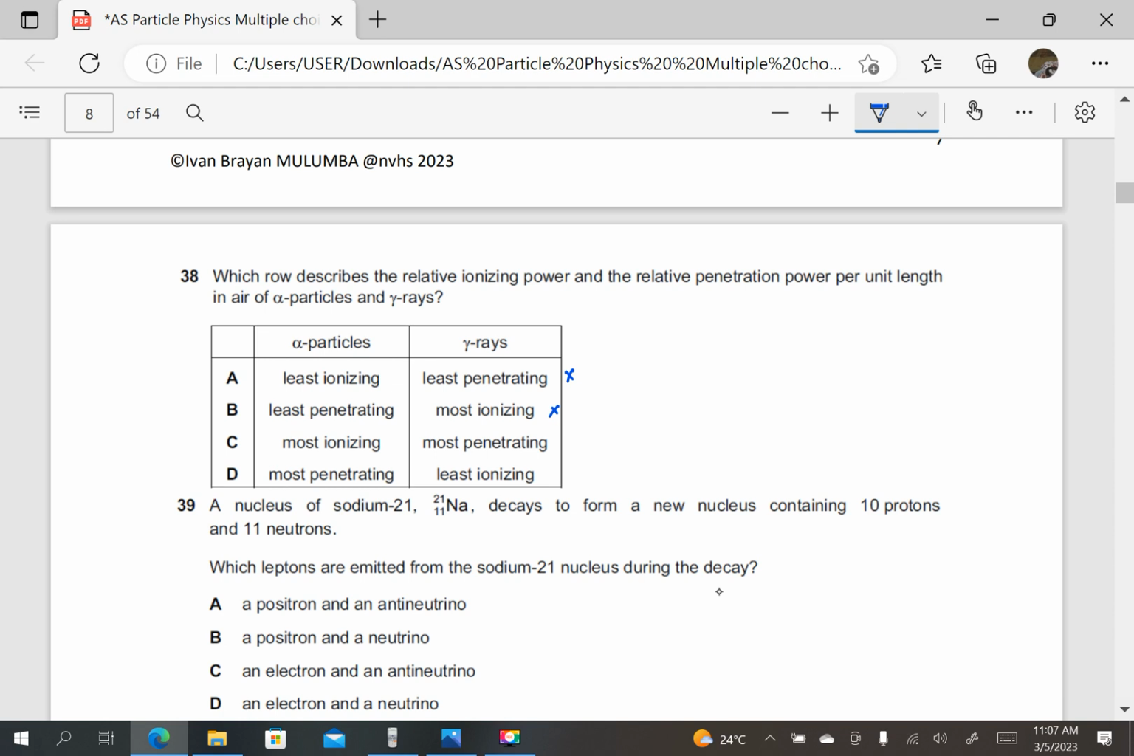Gamma is the least ionizing, but alpha is not the most penetrating. That means D is also wrong. D is saying alpha is the most penetrating, yet it is gamma which is the most penetrating. So although alpha is the most ionizing, gamma is the most penetrating. So the answer is C.